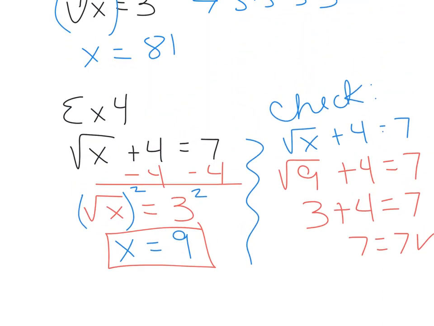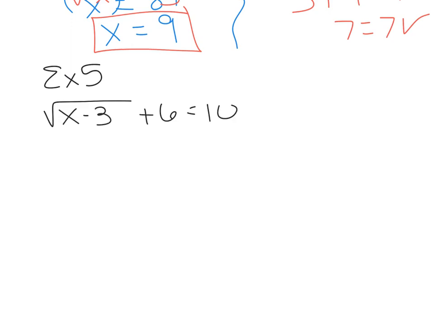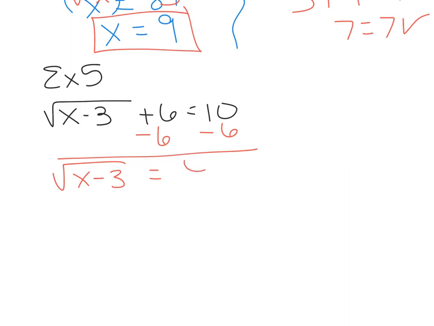For example 5, we have the square root of x minus 3 plus 6 equals 10. And again, your goal is to isolate this x. So we've got to get rid of this plus 6 first. So we're going to have the square root of x minus 3 equals 4. 10 minus 6 is 4.